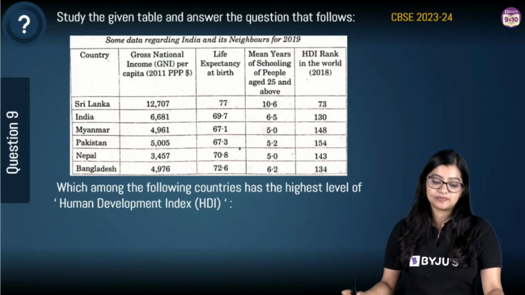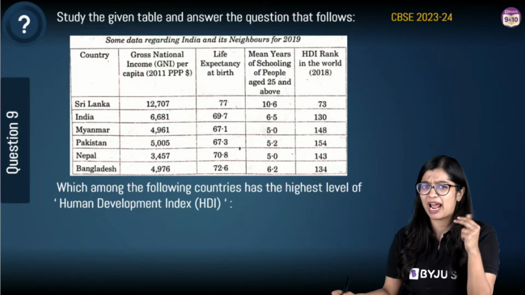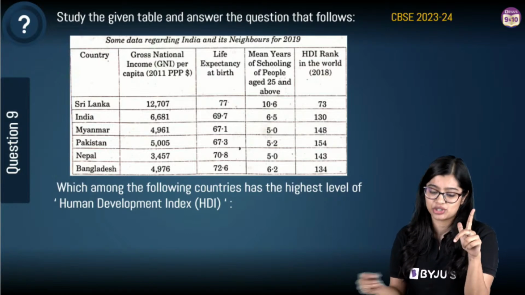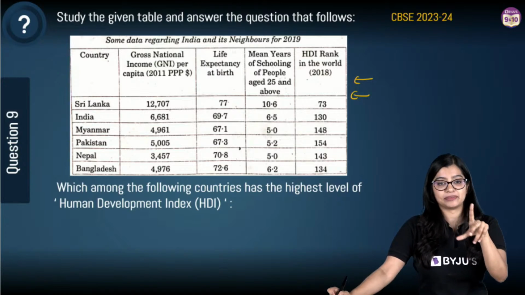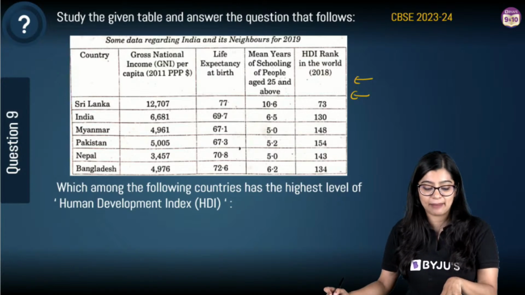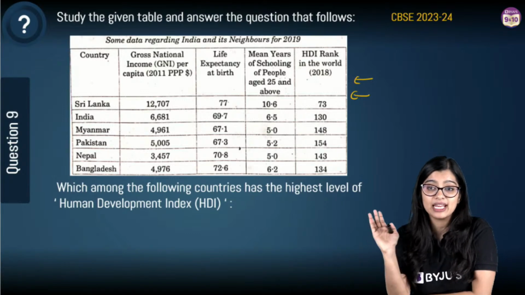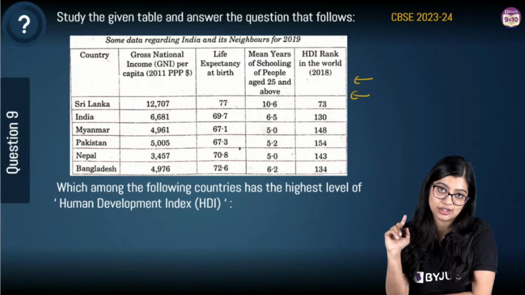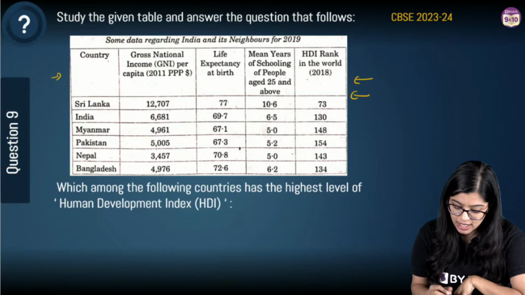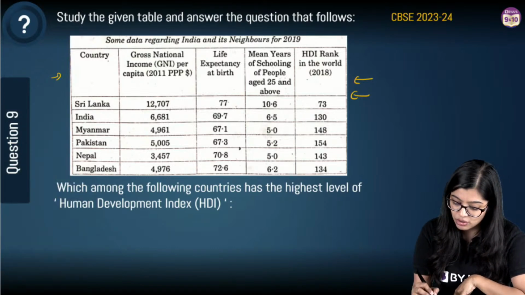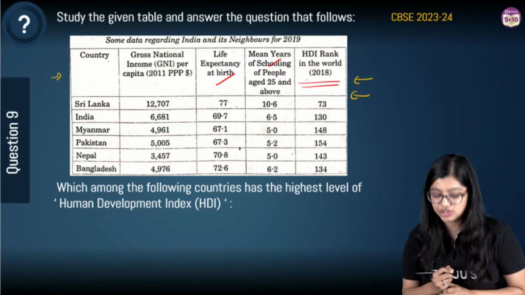Now we have one more. I have given you these kinds of questions long ago when I was doing practice for development, but these kinds of questions are what will come in your board exam from the development chapter. So from the development chapter, you will get tabulated questions, right? So it is very, very important that you have practice in solving such questions. Now you have a table given to us where you have some countries, the gross national income, the life expectancy at birth, mean schooling years, and of course the final HDI rank.